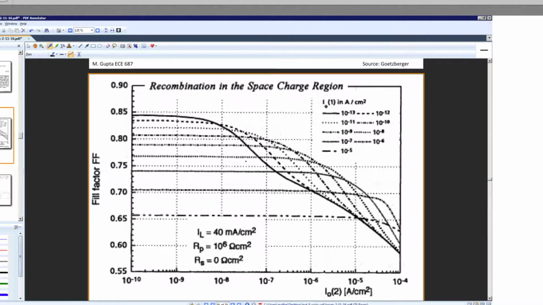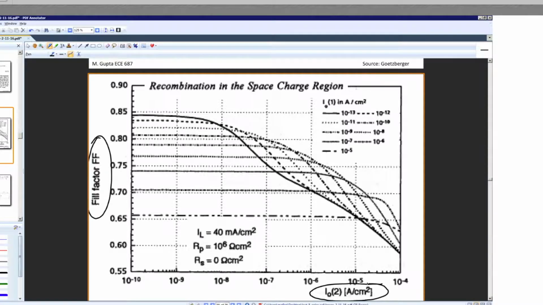Another simulation. This is the fill factor as a function of the dark current. Now, dark current is divided into two components. Anyone remembers? Bulk recombination current and the surface recombination current.